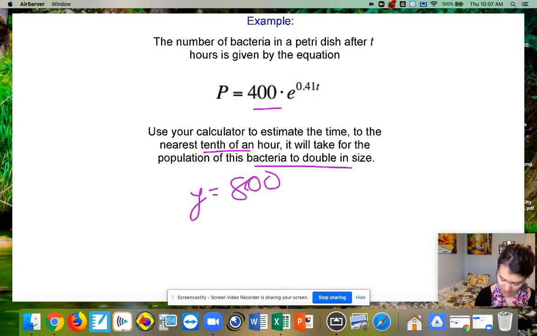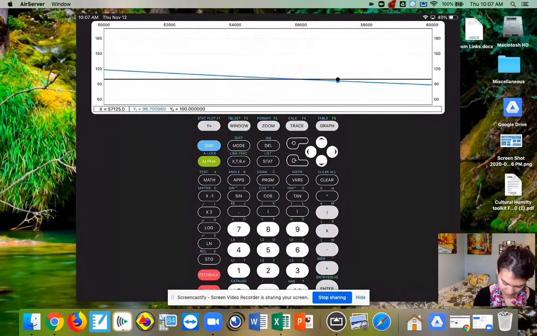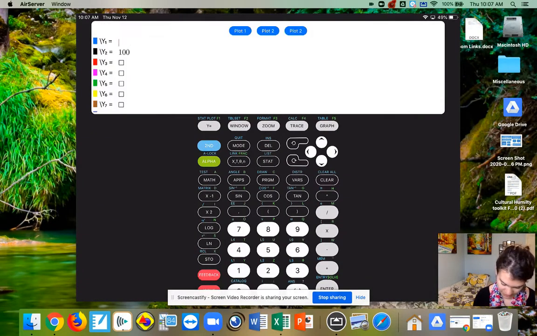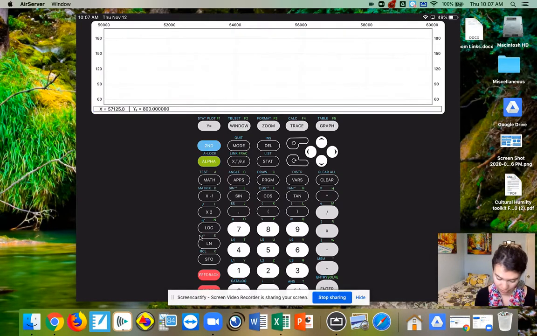So now hop back to the calculator here. Go to y equals, clear this, change this to 800. Then we're going to type in our 400 and then e to the x. So to get that, that's down here above the ln, so the blue button, e to the x, and we got 0.41 x. And graph. And this is going to be weird. We're not going to see it because our window is messed up from the last thing we did.